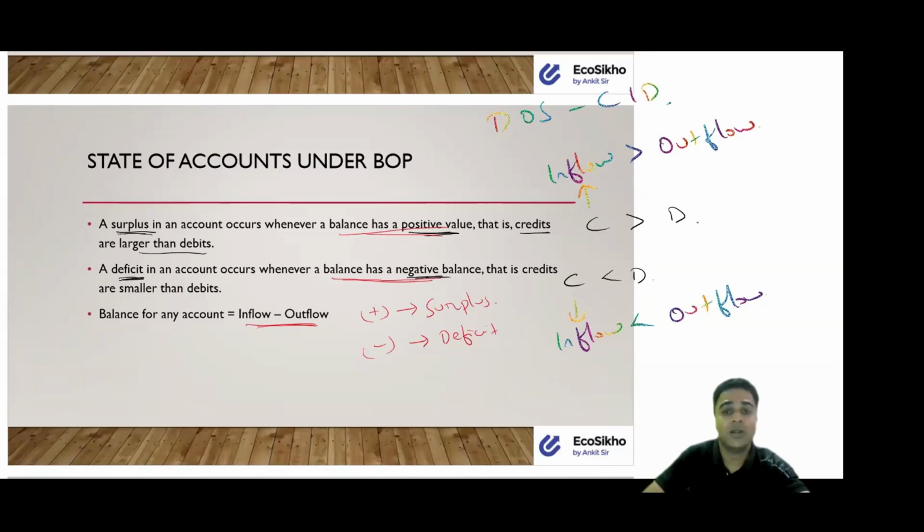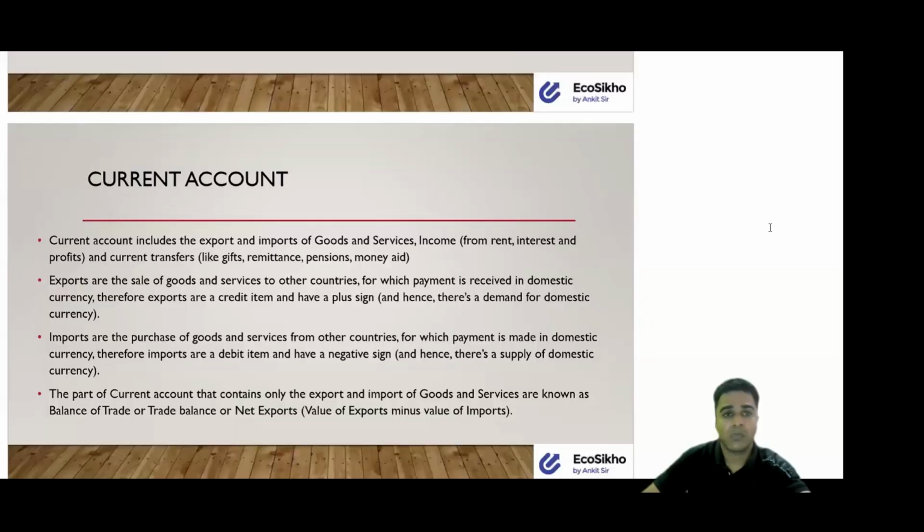So that was about the two different types. Now let's talk about the current account. Previously, I had told you the current account records mostly export and import of goods and services. It records all the transactions, all the transfers, all the incomes. So let's talk in detail. The current account includes all the export or import of goods and services, and income.